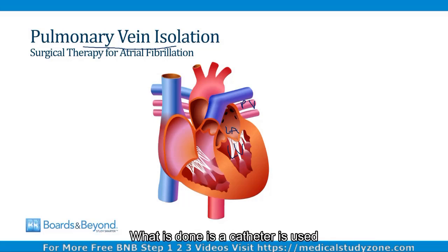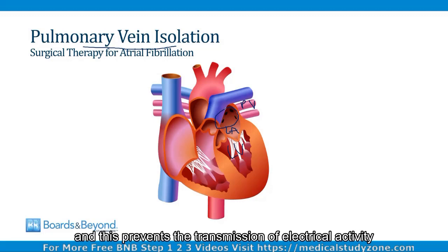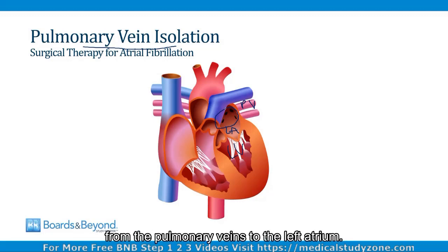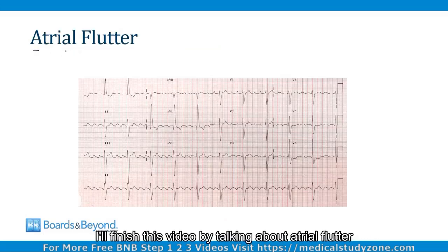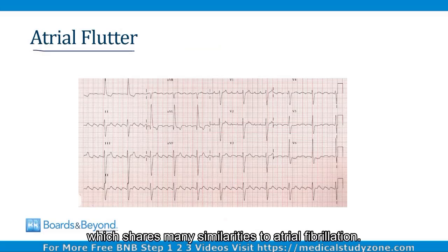What is done is a catheter is used to burn a circle around the pulmonary veins, and this prevents the transmission of electrical activity from the pulmonary veins to the left atrium. And for many people, that reduces the burden of atrial fibrillation, so they have fewer or no episodes of atrial fibrillation. I'll finish this video by talking about atrial flutter, which shares many similarities to atrial fibrillation.